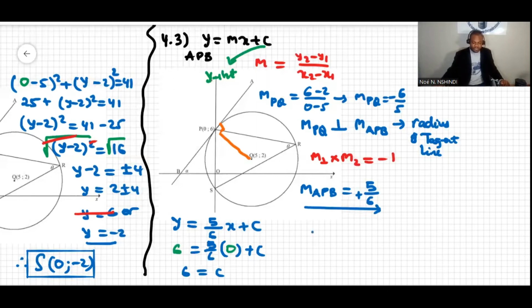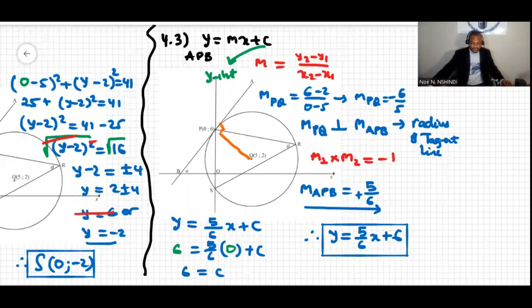Now, therefore, the equation of the tangent line APB is equal to y = 5/6 x plus 6. That's the equation of the tangent line. Good.